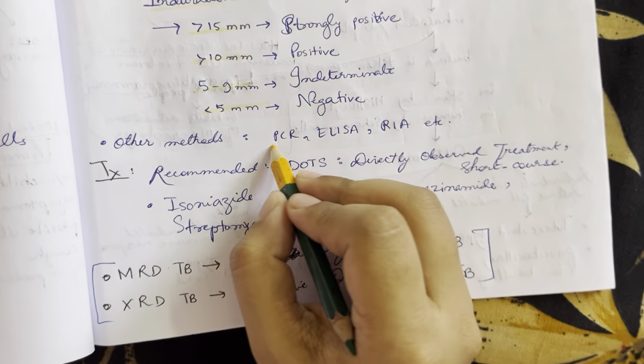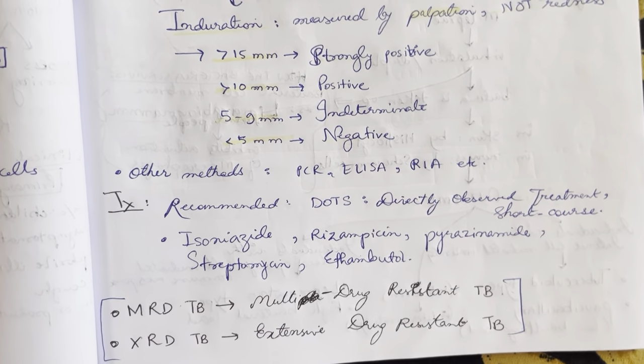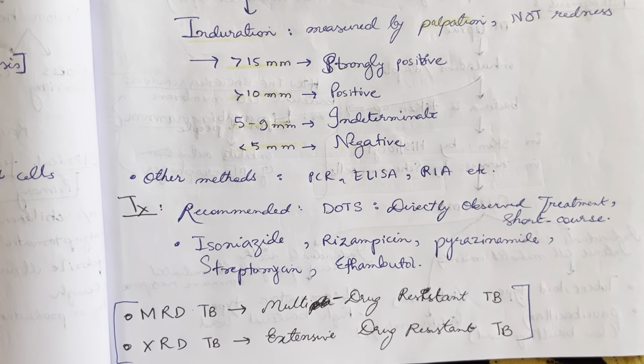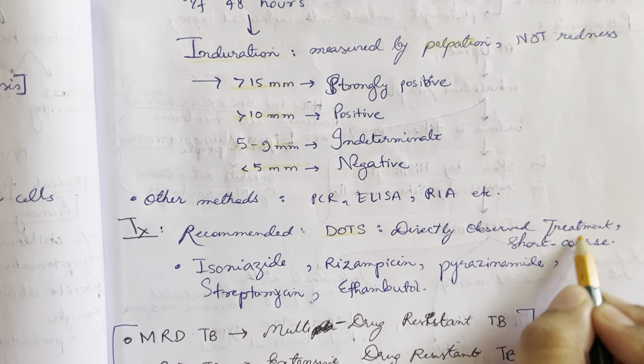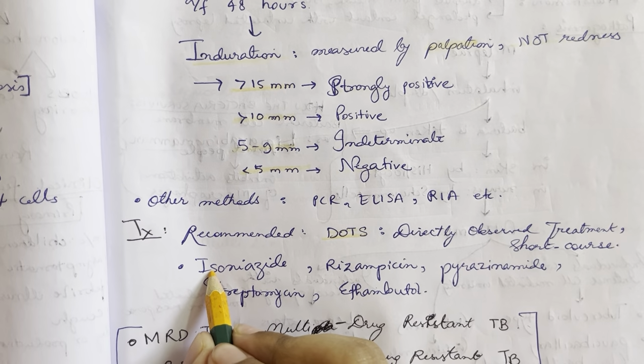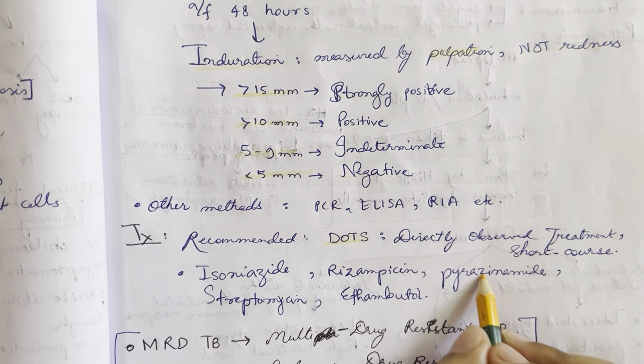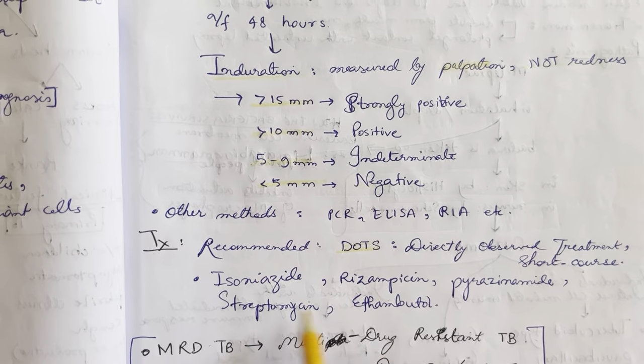Other methods such as PCR, ELISA, RIA, radioimmunoassay can be done. So the recommended treatment is DOTS, which is directly observed treatment, short course. Tablets such as isoniazid, rifampicin, pyrazinamide, streptomycin, ethambutol.